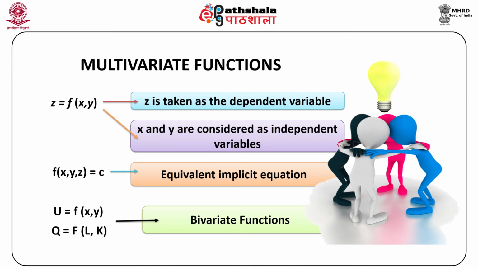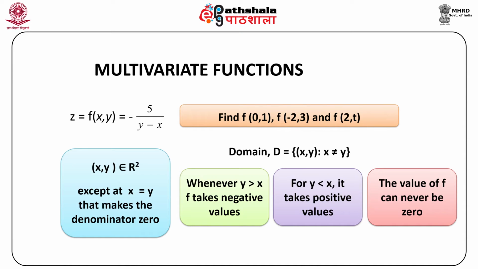In macroeconomics also, the income determination model and most other models involve more than one variable. The tools of multivariate functions would thus be of great help in the study of various economic problems. Example: determine the domain and range for the function z equal to f(x, y) equal to minus 5 upon (y minus x). Find f at (0, 1), f at (minus 2, 3) and f at (2t, t).